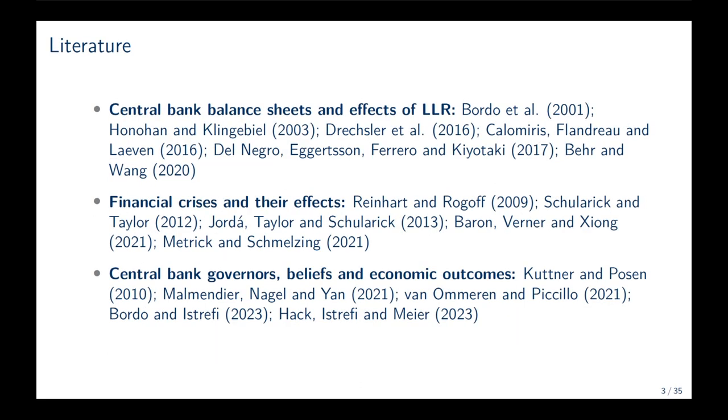Okay, so there's a big literature on central bank balance sheets and the effects of lender of last resort, but, take that back, it's not that big. There's not that much that we have on the empirical side. Maybe some of you know the Honor and Klingebiel paper. Mike Bordo and co-authors have done something, but it's not overly big, and I don't think there is a paper, I mean, maybe you found something, but I'm not aware of that. There's definitely a large literature on financial crises and their effects. And recently, Ulrike Malmendier and others have used that idea of central bank governor beliefs as an instrument to test economic outcomes, making the argument that these are predisposed, predetermined, and largely exogenous to the situation that the governors then find themselves in.